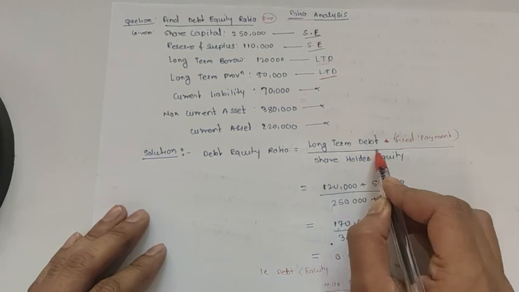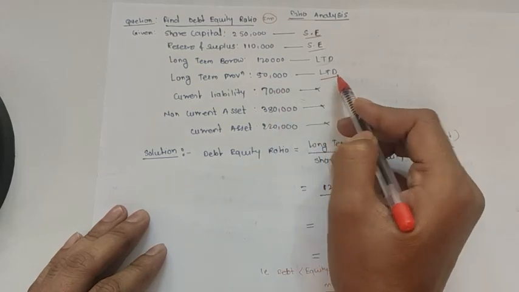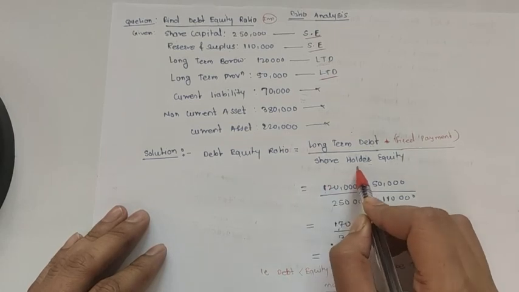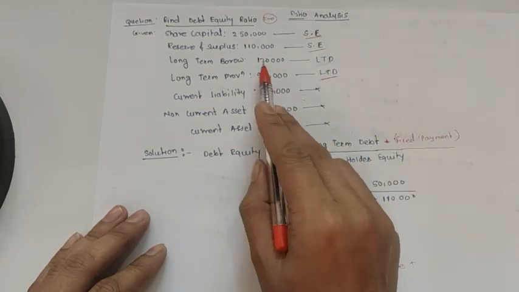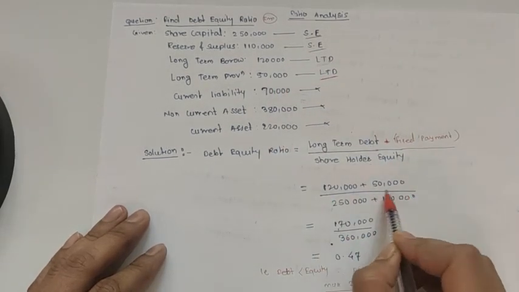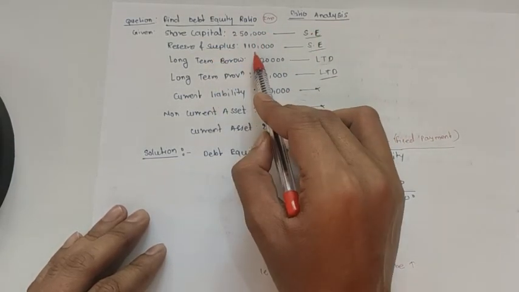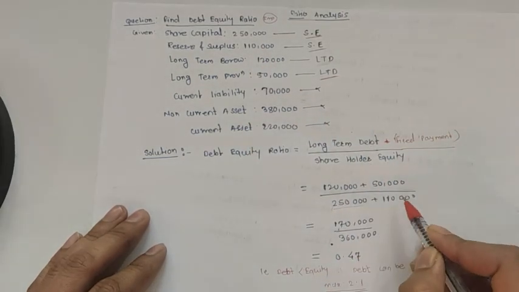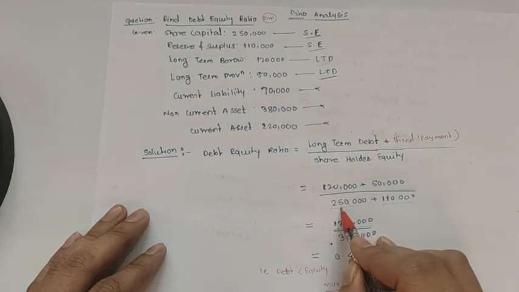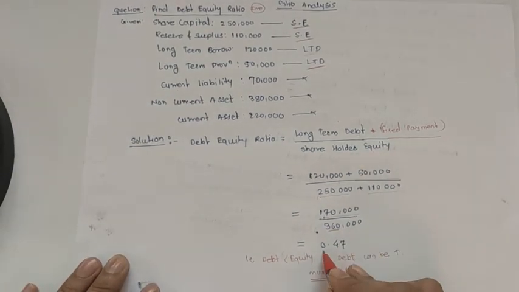We have already identified long term borrowing and long term provision as our long term debt. So in the numerator, long term debt, divided by shareholder equity in the denominator. What is long term debt here? 1,20,000 plus 50,000, divided by shareholder equity, which is share capital plus reserve and surplus, 250,000 plus 110,000. So 120 plus 50 is 170,000, divided by 250 plus 110 is 360. When you solve this using the calculator, you will get 0.47.